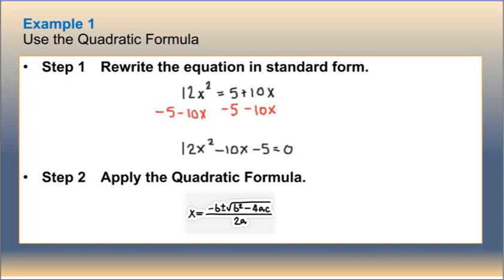So step one, using the formula, you're going to rewrite the equation. Make sure that it's in standard form, because sometimes it's not. Just make sure it's in standard form first. Then step two, apply the quadratic formula, substituting the values in for your a, b, and c.